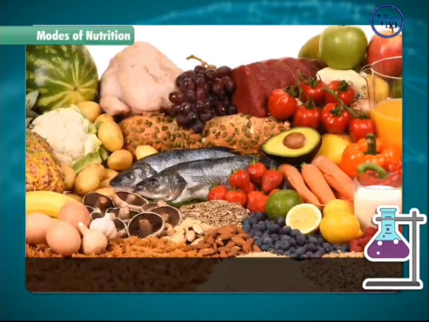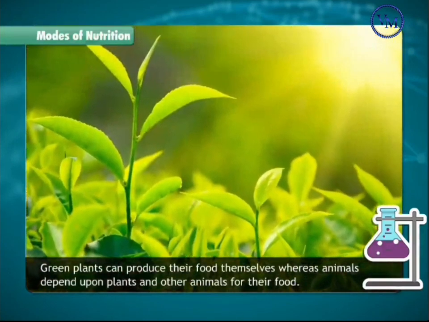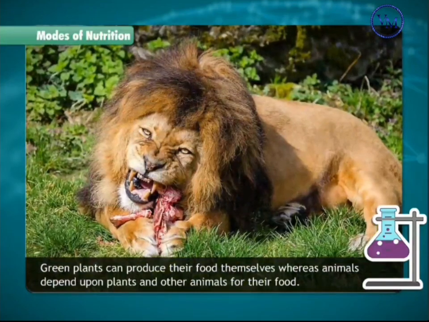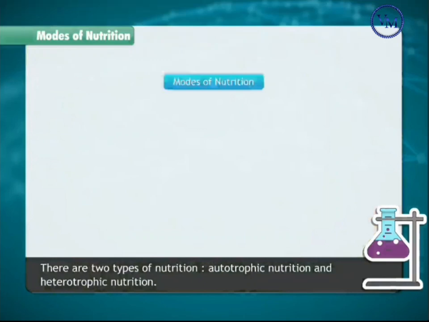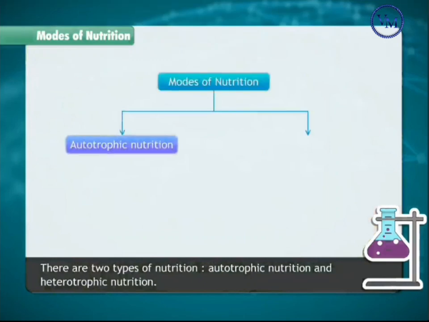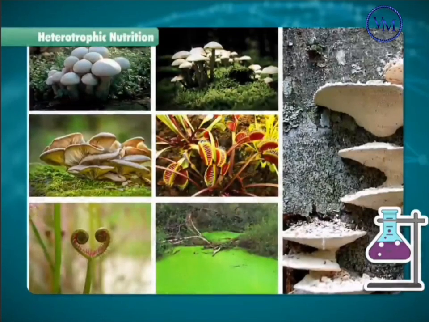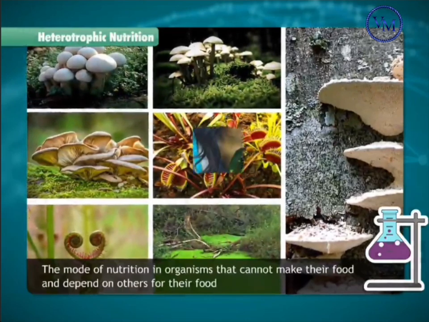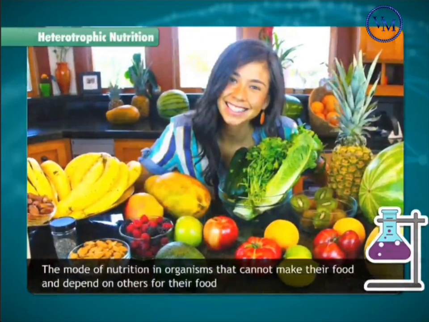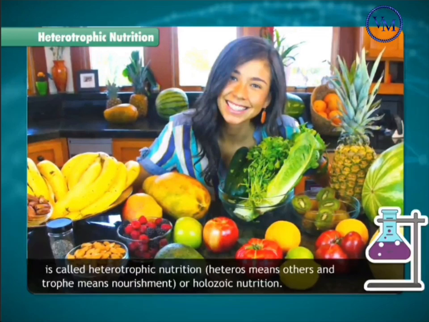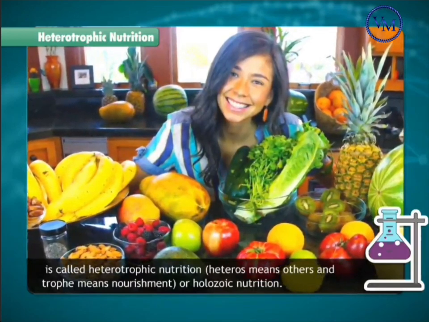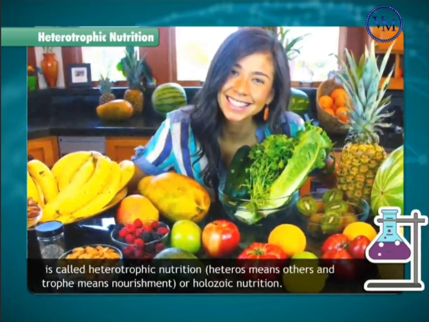Modes of nutrition. Green plants can produce their food themselves, whereas animals depend upon plants and other animals for their food. There are two types of nutrition: autotrophic nutrition and heterotrophic nutrition. Heterotrophic nutrition: the mode of nutrition in organisms that cannot make their food and depend on others for their food is called heterotrophic nutrition. Heteros means others and troph means nourishment, also called holozoic nutrition.